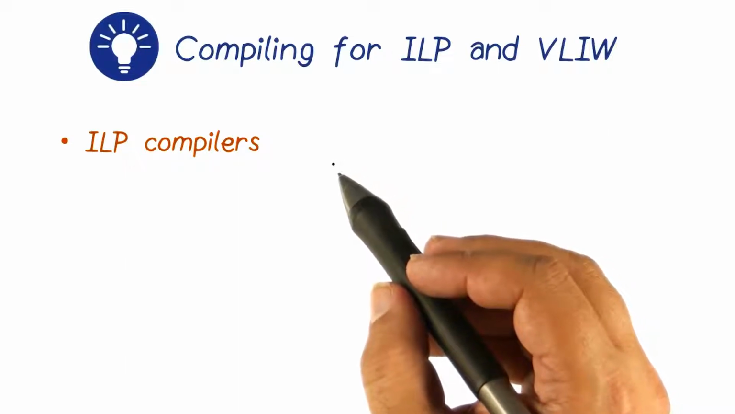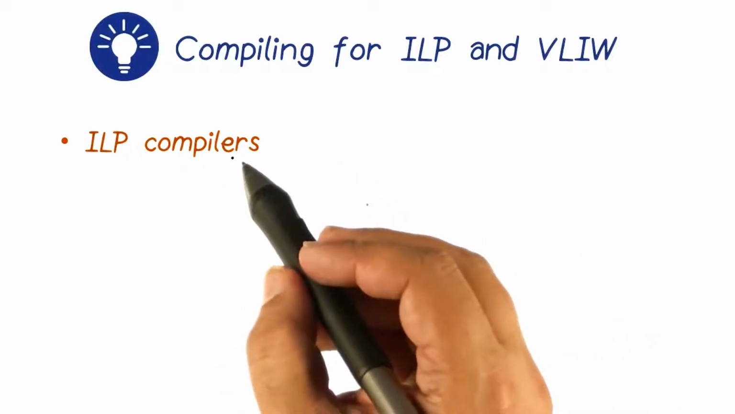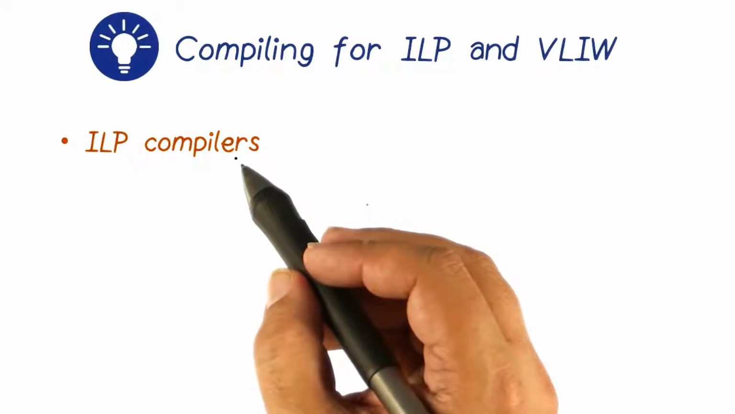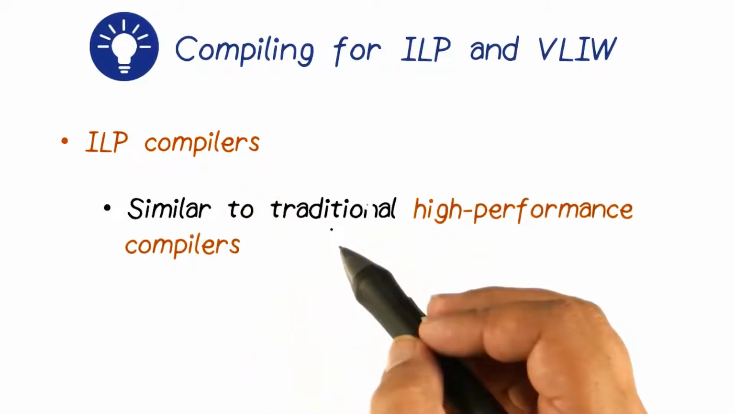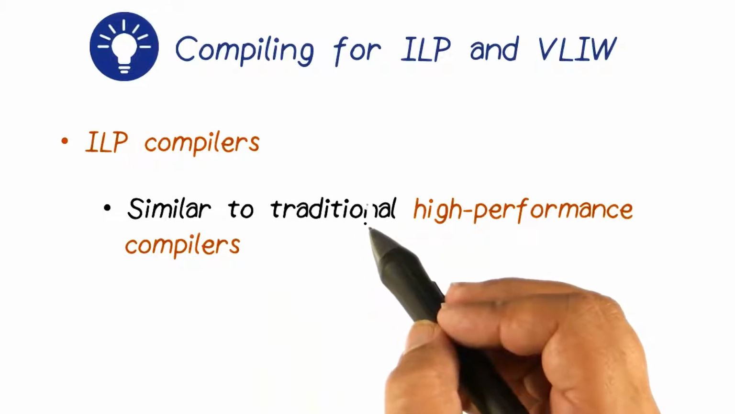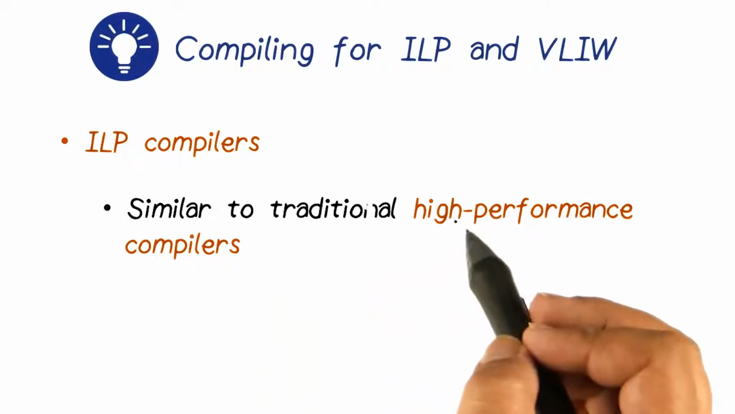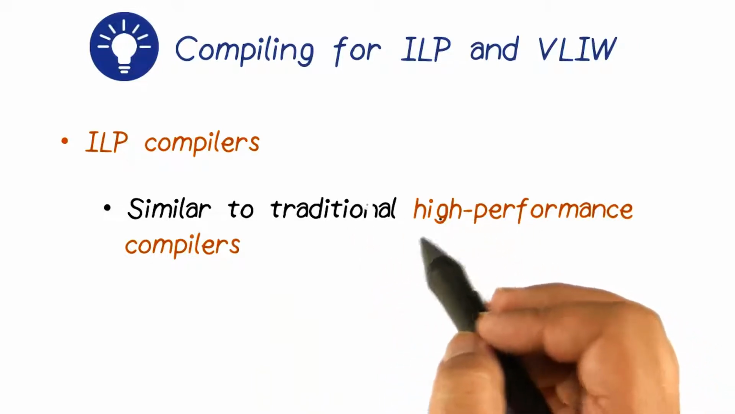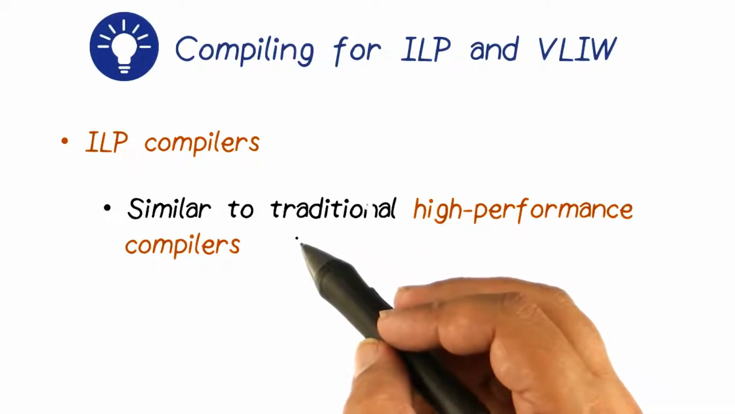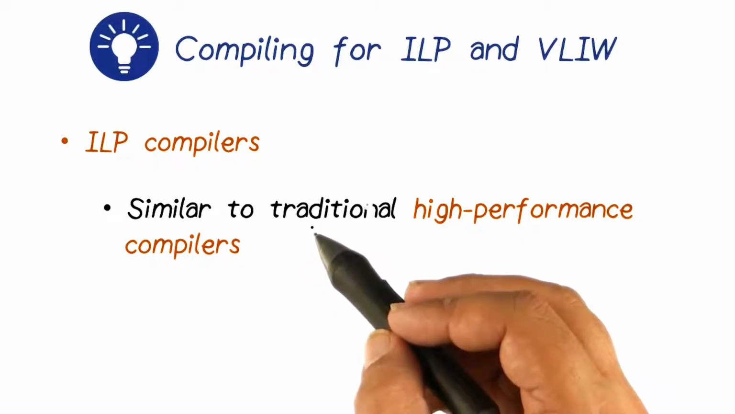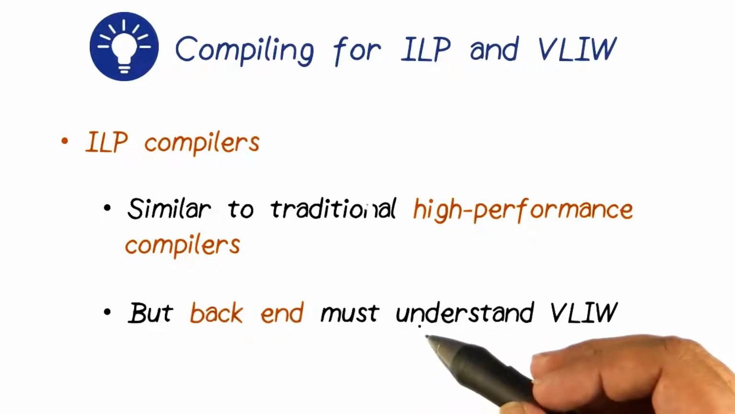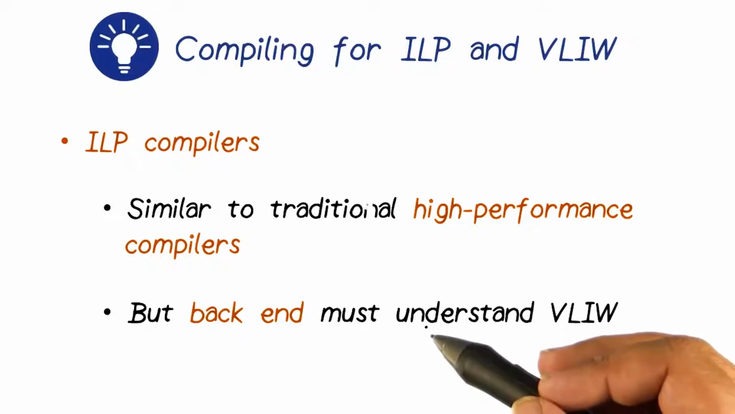Well, all of them do instruction level parallelism. So in that sense, it's like a normal ILP compiler. The compiler is supposed to produce high performance code. So what it needs to do is generate a lot of instruction level parallelism, and this is similar to the traditional high performance compilers. However, remember that we are compiling for VLIW architecture, and so the backend must understand the VLIW architecture and tune the code towards this VLIW architecture.